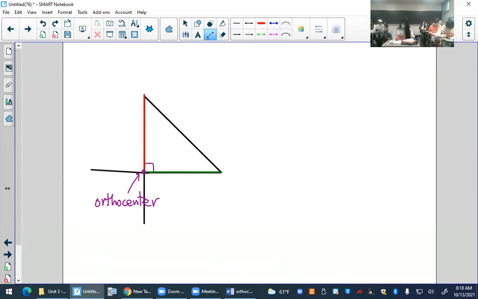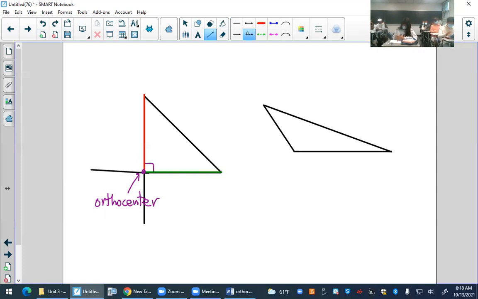Now, if we had an obtuse triangle, that's an obtuse triangle. If we did the whole draw the altitude and draw the altitude, okay. I'm going to show you that the orthocenter is outside. Well, I'm not going to actually do it. I'm just going to show you.